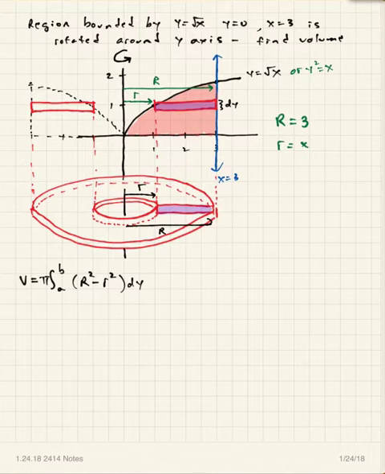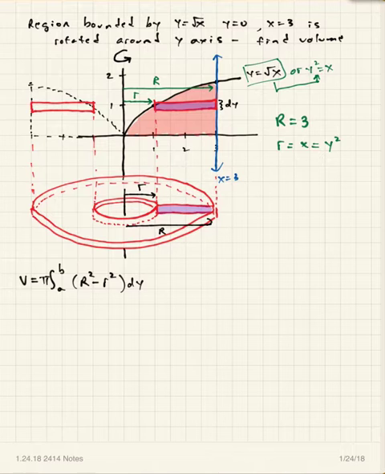Because it's measured from the y-axis, it's an x value. And what is x going to be equal to? That's why I took my curve, y equals the square root of x, and solved it for x, because I needed an expression in terms of y for x here. And so x is equal to y squared, and that would be little r.